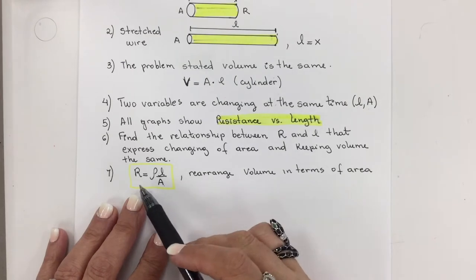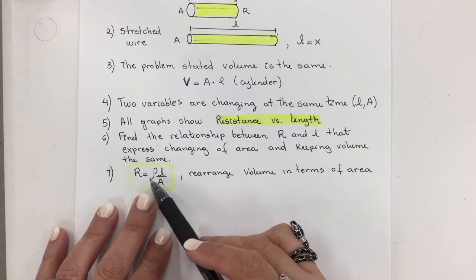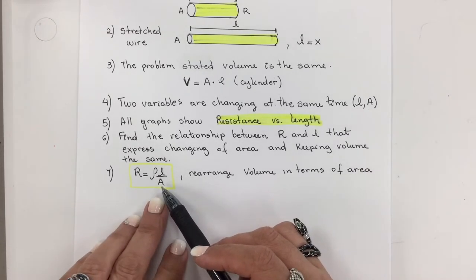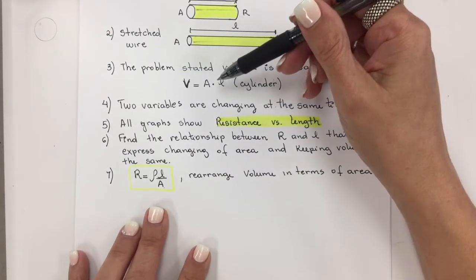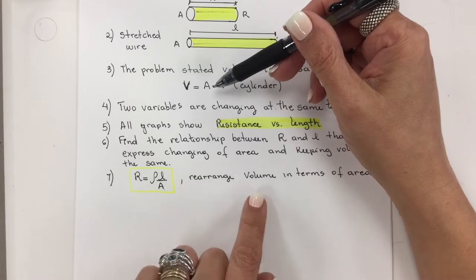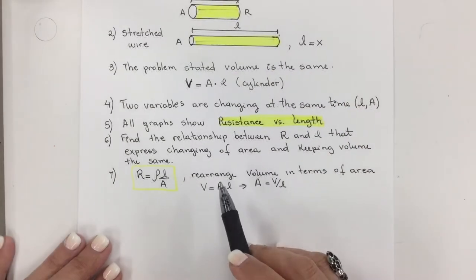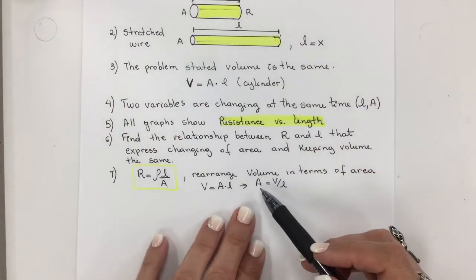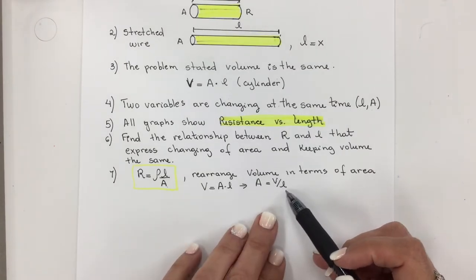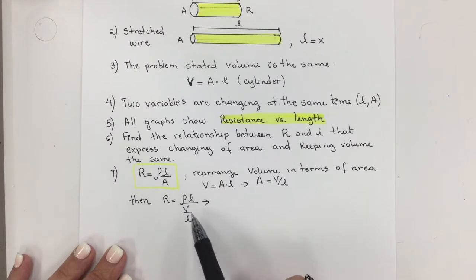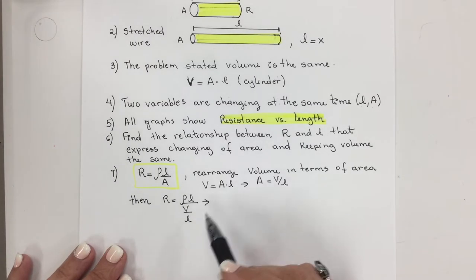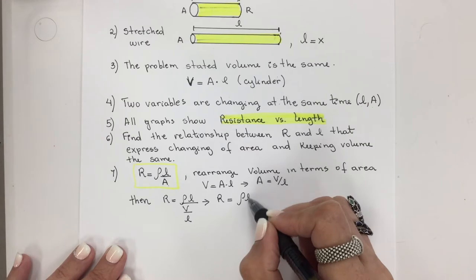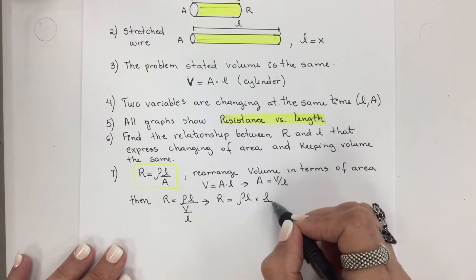I can start with the formula for resistance, which is equal to the product of resistivity with length over cross-sectional area, and rearrange the volume in terms of area and make our substitution here. Volume is equal to the area times the length. So, in terms of area, it will be volume over length. So here area is volume over length. To rearrange this, I keep the numerator and flip the denominator.